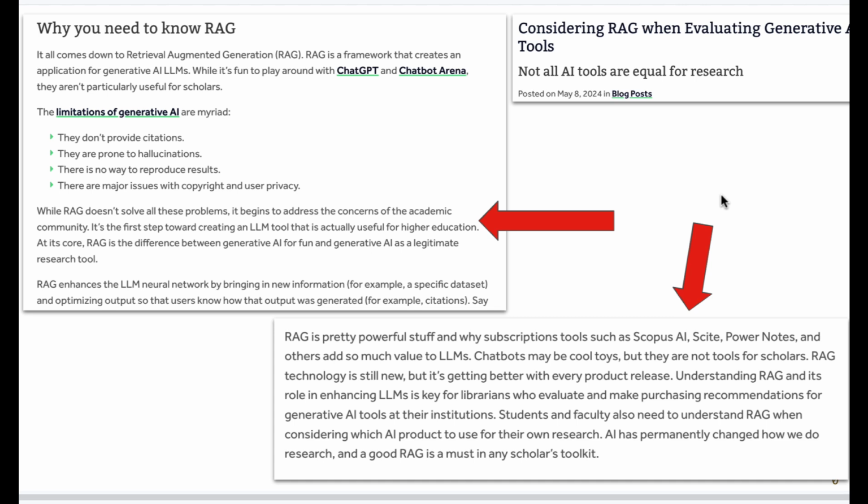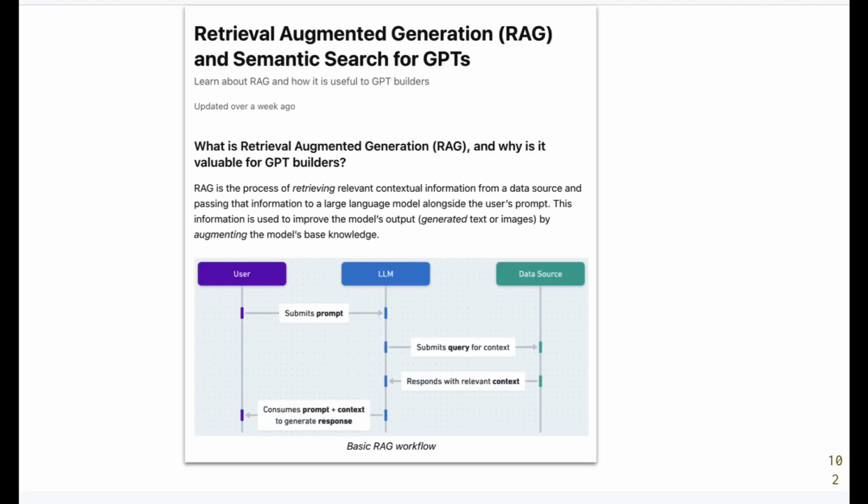powerful. It begins to address the concerns of the academic community, and it's a step toward creating an LLM tool that is actually useful for higher ed. It's the difference between generative AI for fun, according to the author here, and generative AI as a legitimate research tool. And I think we need to keep an eye on that as librarians.